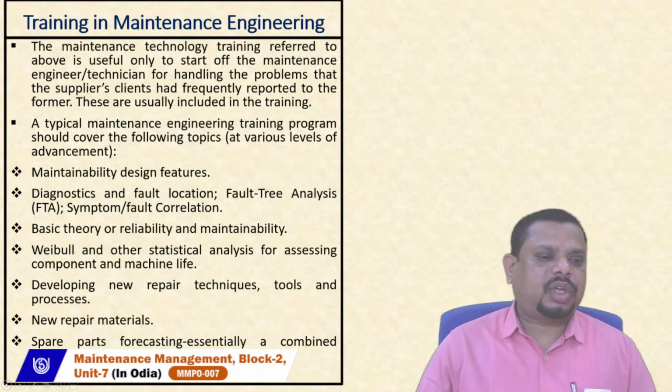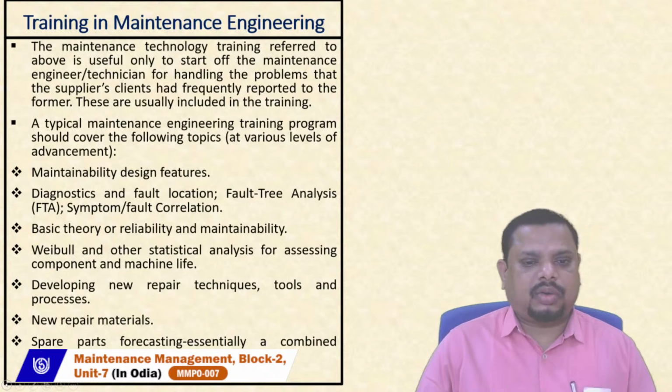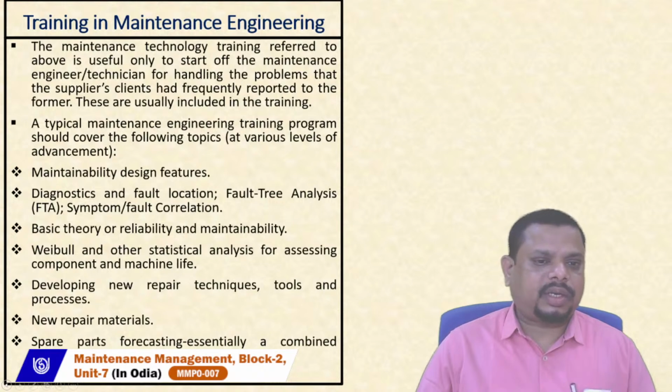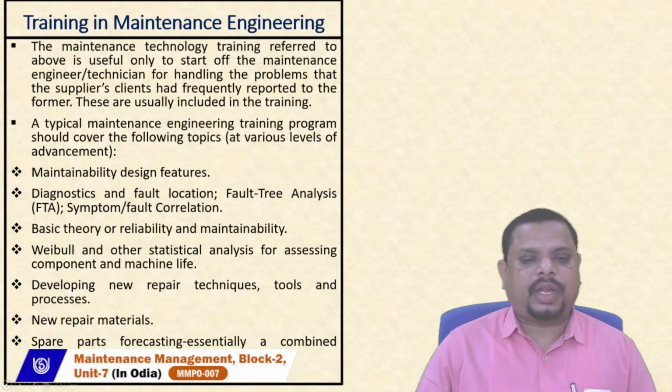So what are the topics we have? First one is maintainability design features. Whenever they go for maintenance activities inside their organizations, they must understand the design features of different machines, design feature specification of different machines, tools, spare parts. And the next important part is diagnostics and fault location. That means they make a fault tree analysis, symptoms and fault corrections.